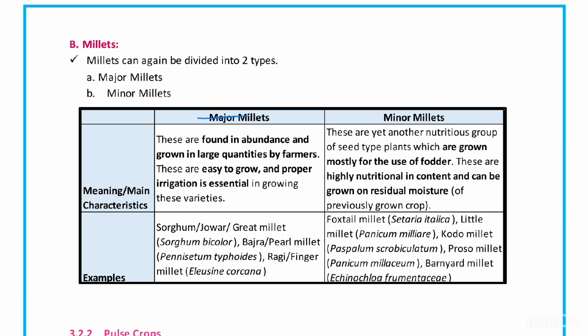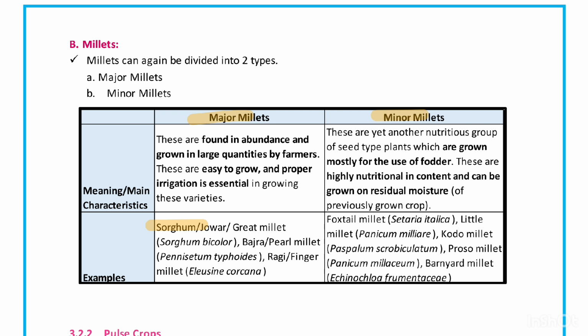Further classification as major and minor millets. Millets that are grown majorly, that are easy to grow, though they require some irrigation facilities, are still consumed by the people, so they fall under the major millets category. Okay, like sorghum is an example.